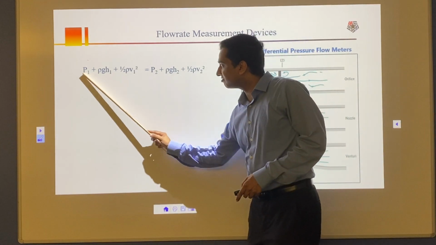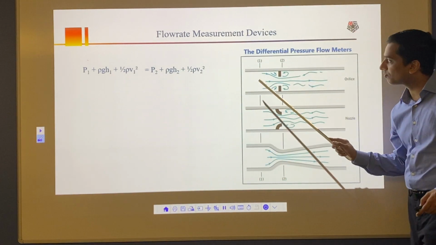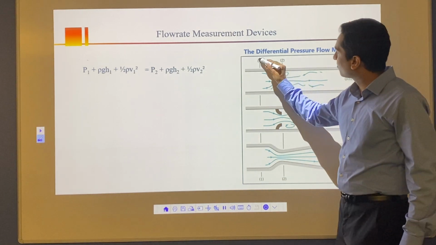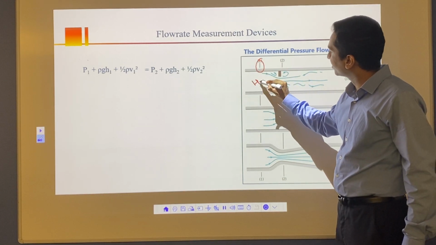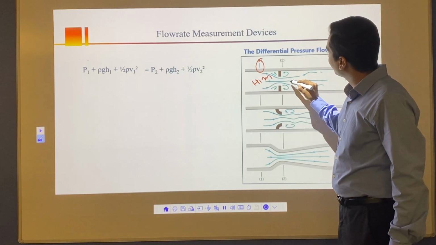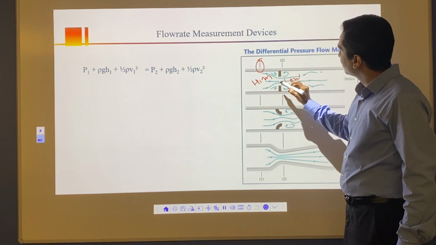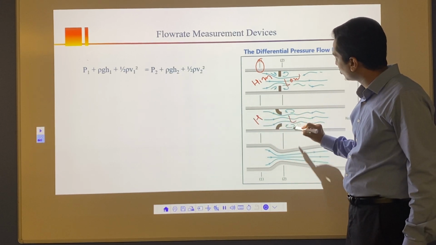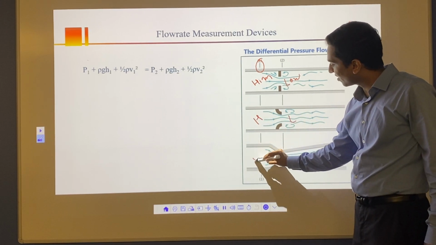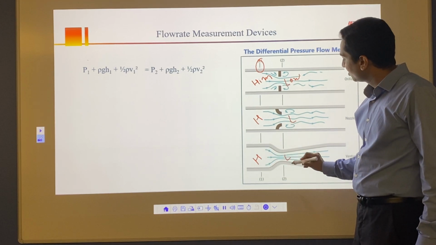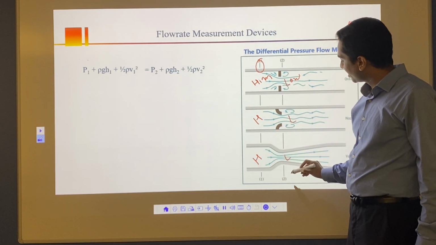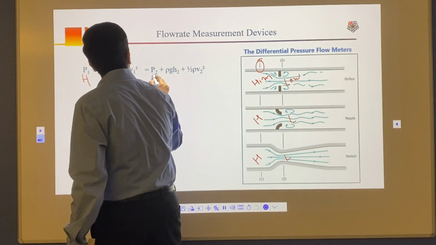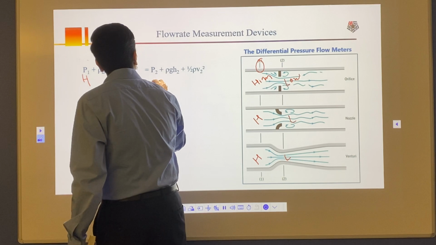We have Bernoulli's equation between point 1 and point 2. Because of the obstruction, the narrow section, we have high pressure here and low pressure here. So we have point 1 with high pressure, and here point 2 with low pressure.